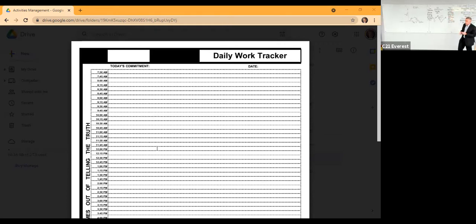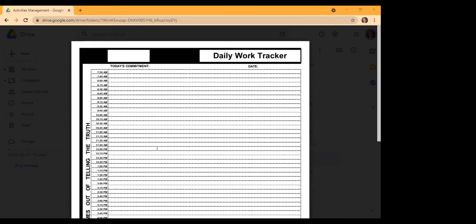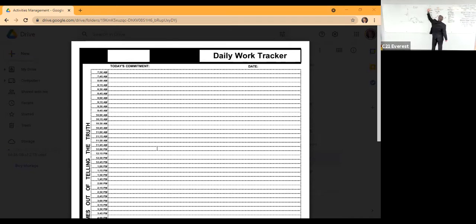So here's what I want you to notice. At the end of every week, what I want you to do then is add these two together. So in this case, we're going to see that it was at 30%.